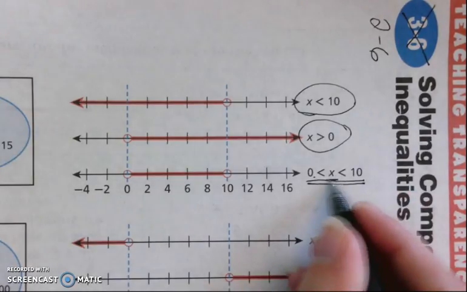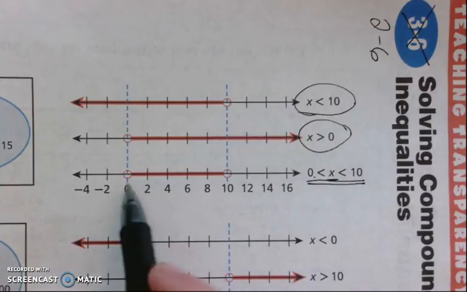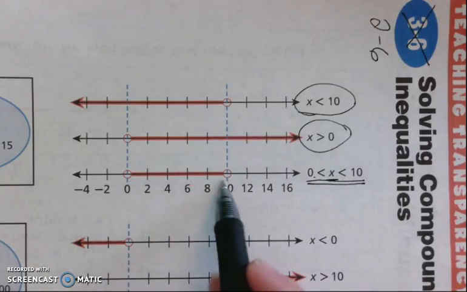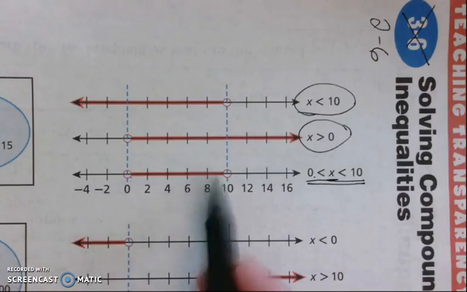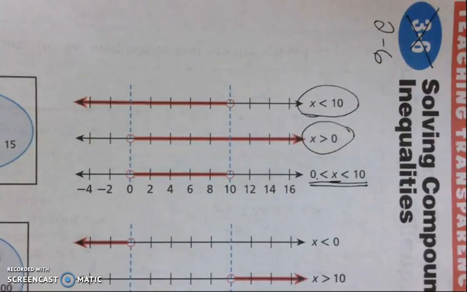And see how the x is in between them? So all the numbers between 0 and 10 you would graph like this. Everything greater than 0 and everything less than 10. So, you know, the numbers 1 through 9, but it includes 9.5 and 1/2 and 1/3 and so on.